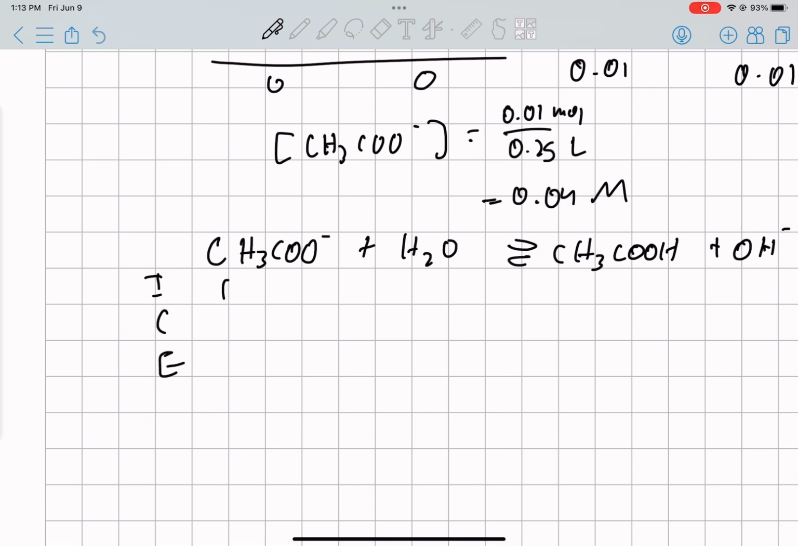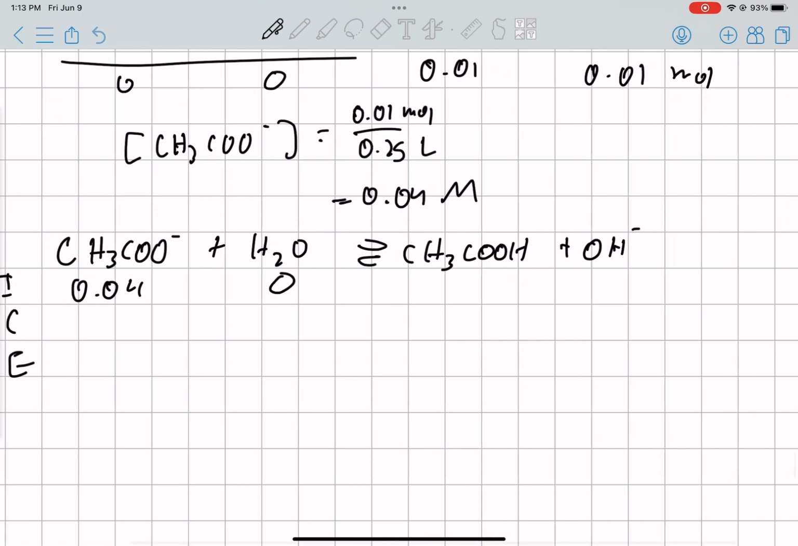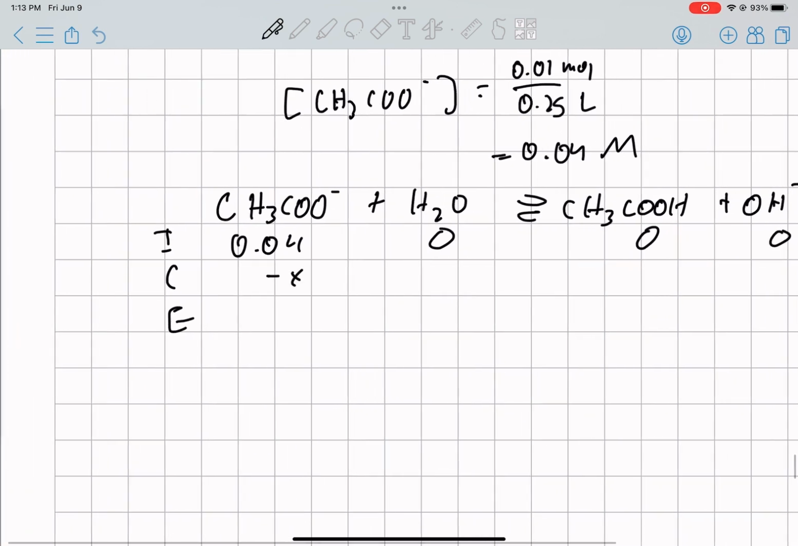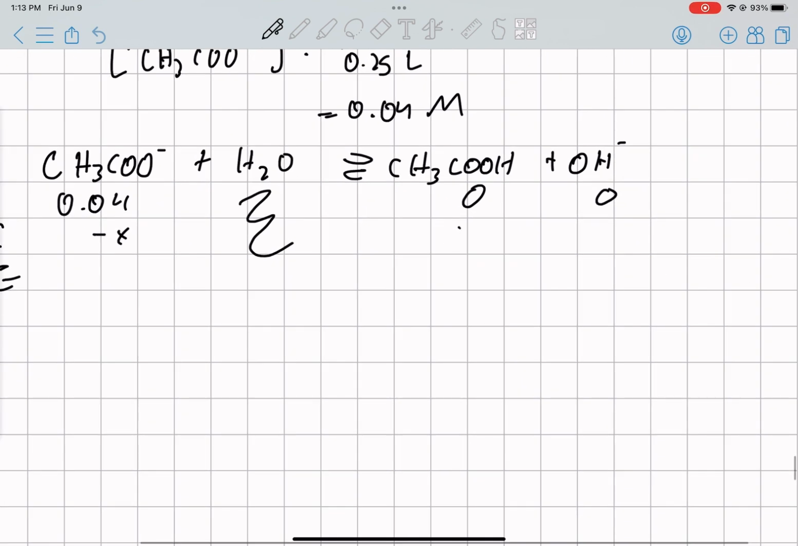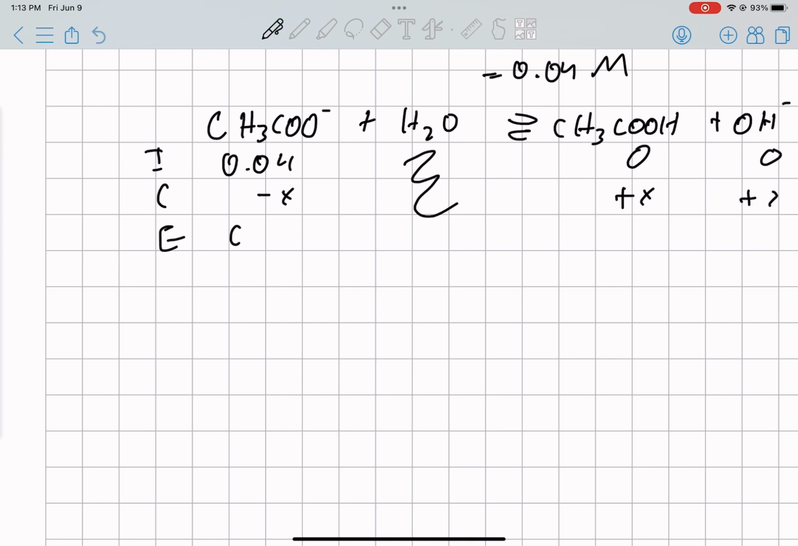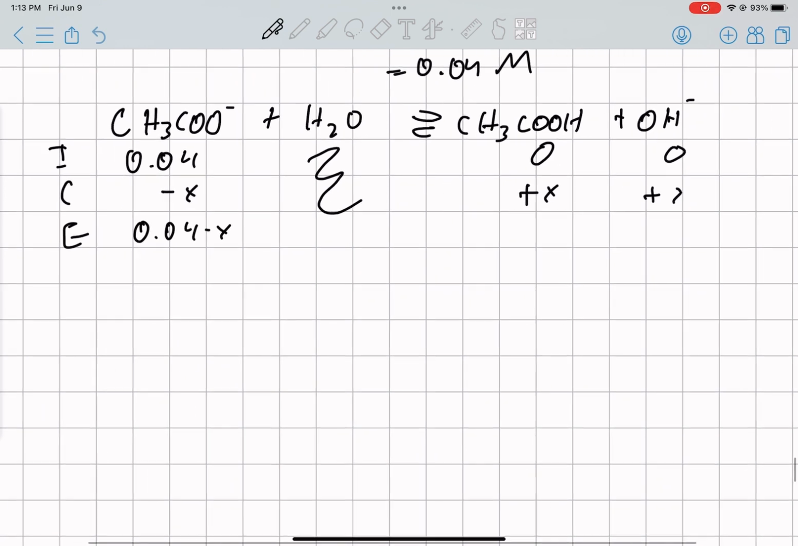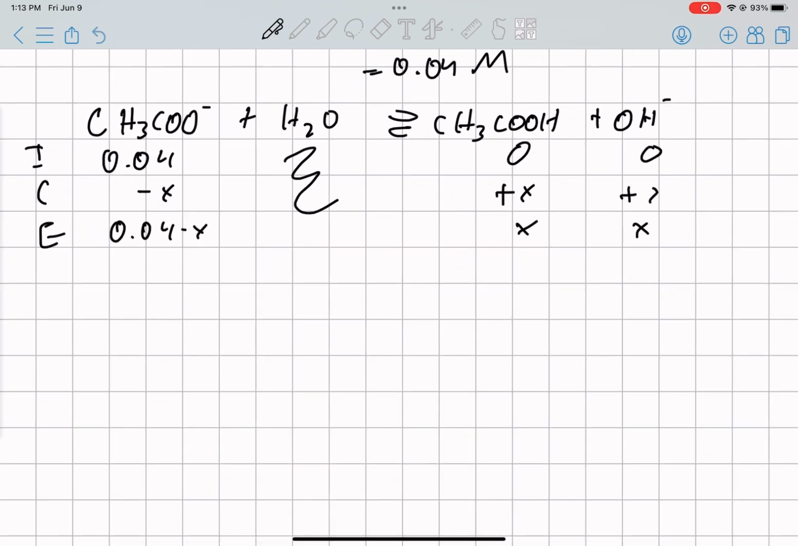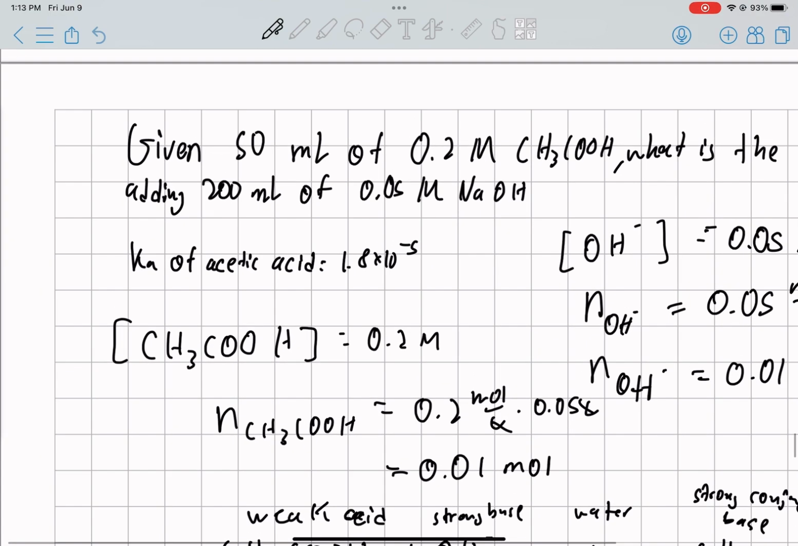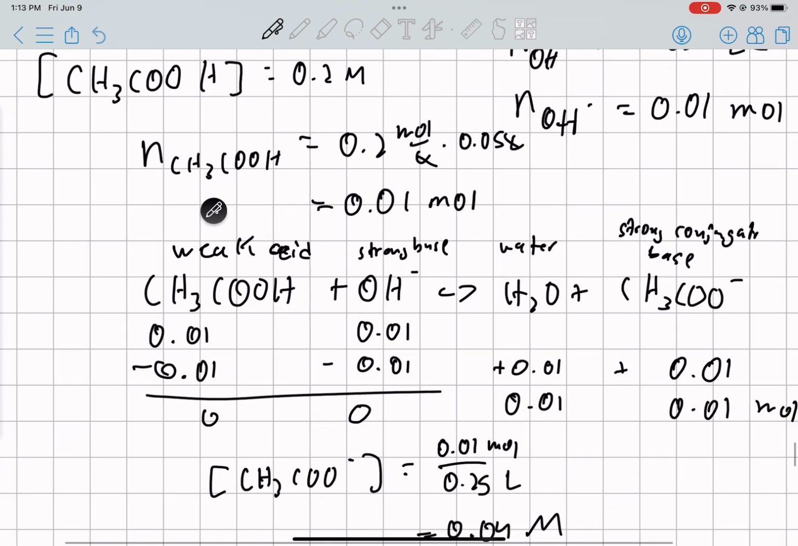So the initial concentration, as we saw before, is 0.04 moles, 0, and then 0, and then minus x. This honestly does not matter, it's just water. And then plus x, plus x. And so we get 0.04 minus x, x, x. That's our equilibrium concentrations.